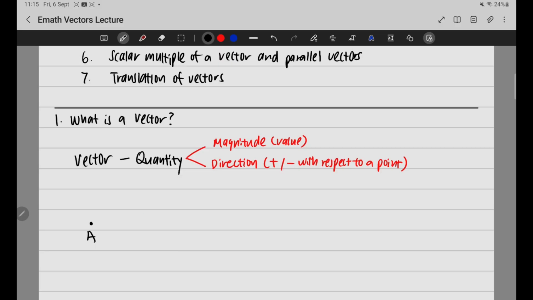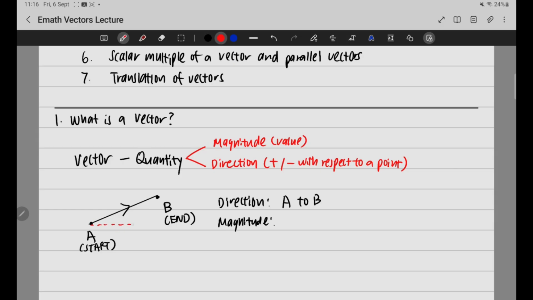So for example, a vector can be represented as such. Let's say I have points A and B. I have 2 points, right? And point A is my starting point. So I start here and then I end here. So there is an implied direction of which I'm traveling from A to B, right? So my direction in this case is A to B. And my magnitude is just the distance, the value of the distance that I travel from A to B.